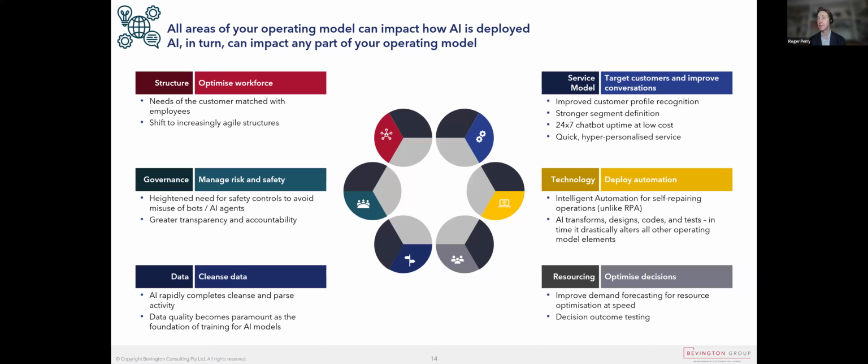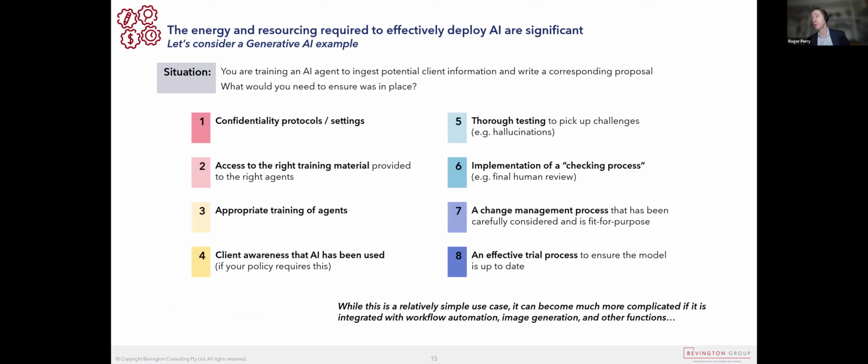Think about data. How's that going to change? You'll have to think about the service model. In what way does or will AI help improve or maintain your customer service? It'll certainly impact your technology deployment, and it'll potentially impact your ability to, for example, forecast and respond with agility. So there are lots of places where AI can impact your operating model. So decisions need to be made. There's just too much there.